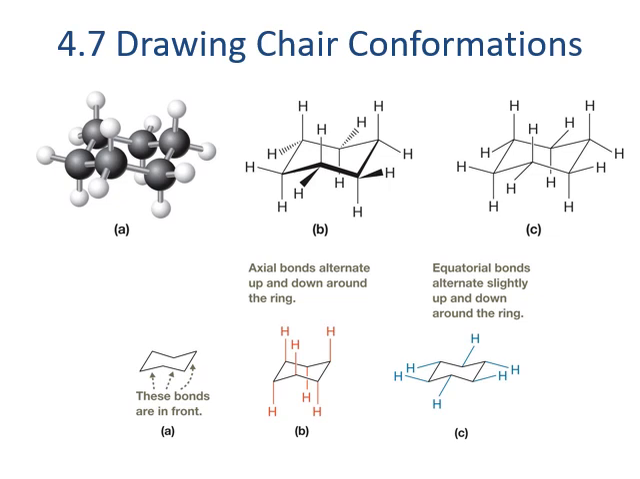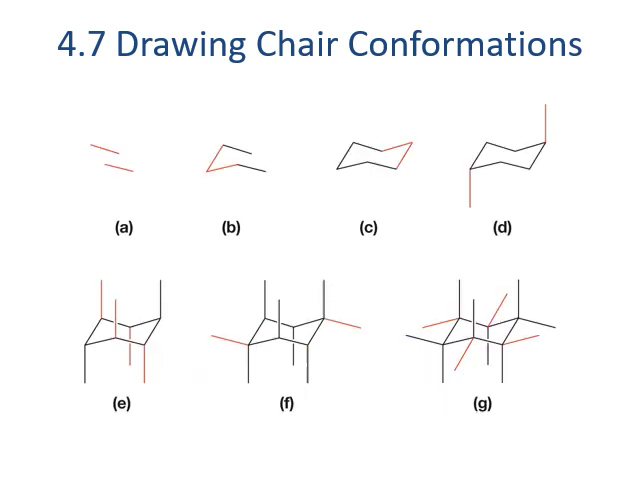There is also one equatorial position on every carbon, seen in the bottom C figure, and the equatorial positions are drawn either slightly up or slightly down. The equatorials are slightly down if the axial position was up, and vice versa. Follow along on paper as we walk through drawing chair conformations.